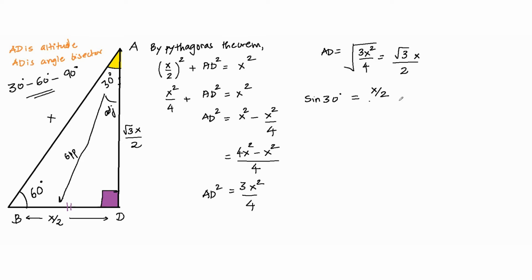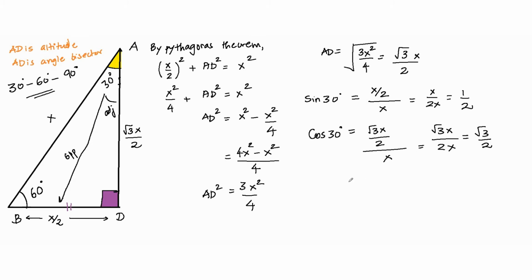So sine 30 is therefore equal to, the opposite is x by 2. So we know that sine is opposite upon the hypotenuse and the hypotenuse is x. Therefore this becomes x upon 2x. And x cancels, so the answer is equal to 1 by 2. Let us find the value of cos and tan. So cos 30 degrees is equal to, the adjacent side to 30 degree is root 3x by 2. So it is root 3x by 2 the whole divided by the hypotenuse, which is x. And therefore this is root 3x upon 2x. x cancels, therefore this is root 3 by 2.